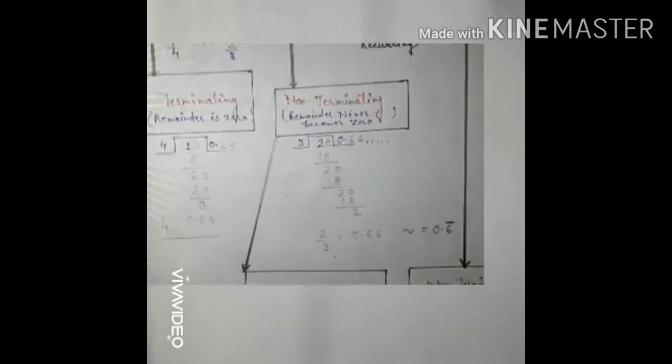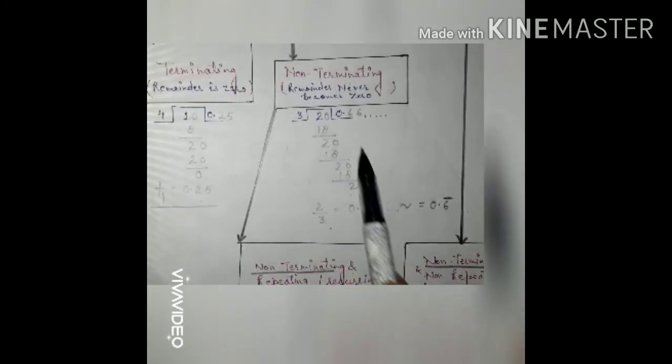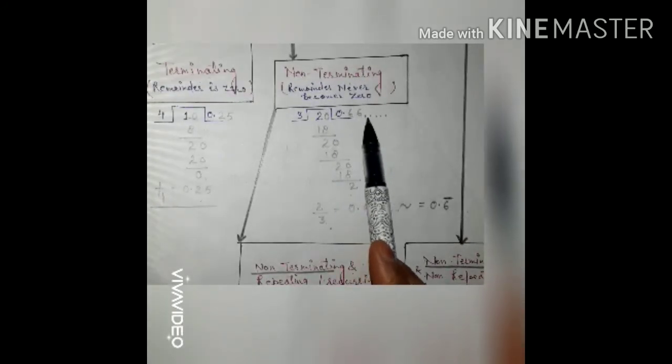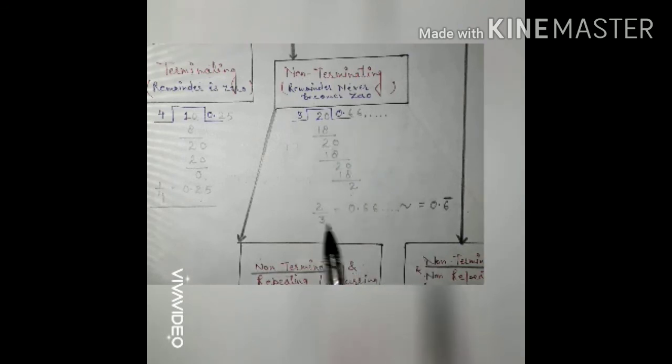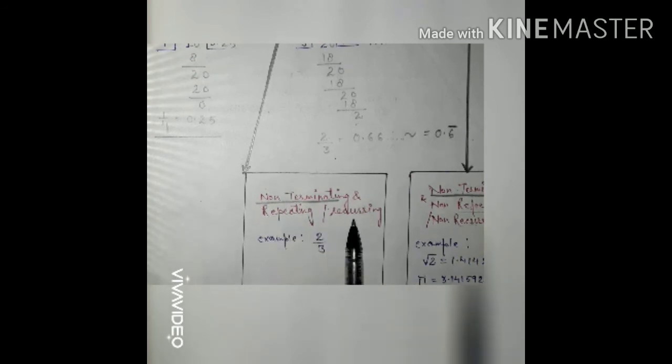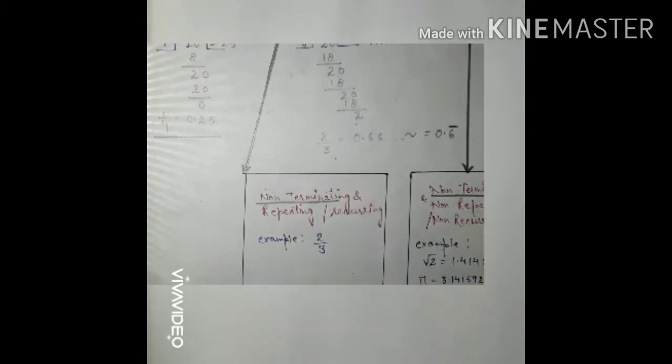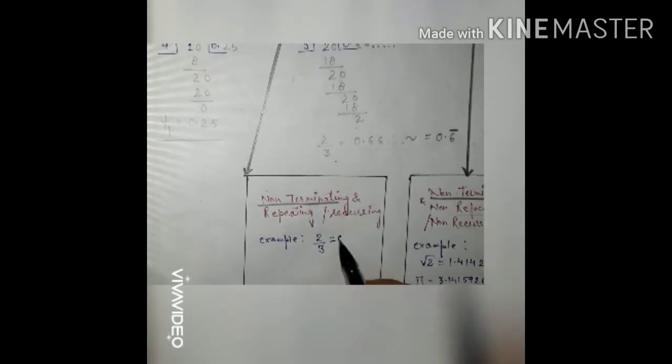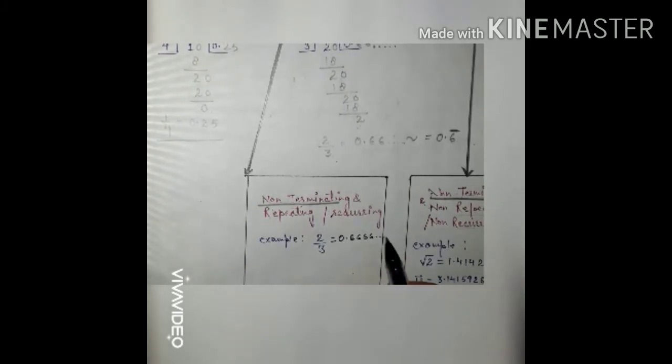But in this case you can see that the number in the quotient is repeating: every time we divide, 6 keeps coming. So we can write 2 upon 3 as 0.6 with a bar on the 6. The bar represents that the digit goes on and does not end. In non-terminating decimals, two cases arise. The first is when the decimal is repeating, or recurring; repeating and recurring both mean the same. In this case, when we divide, every time we get 0.666 and it goes on.